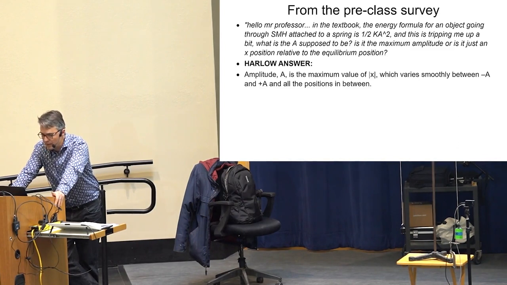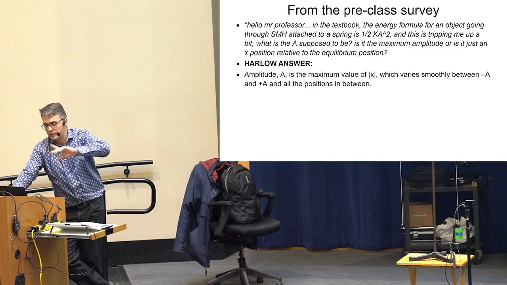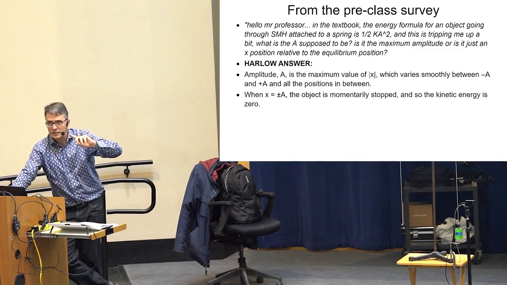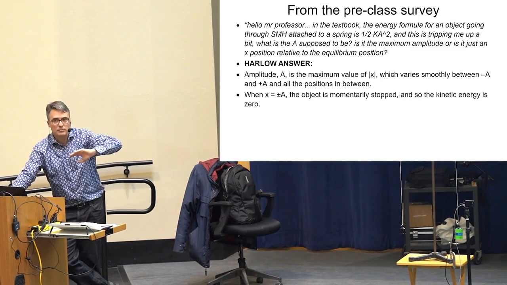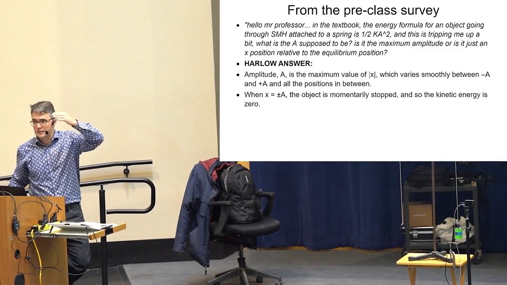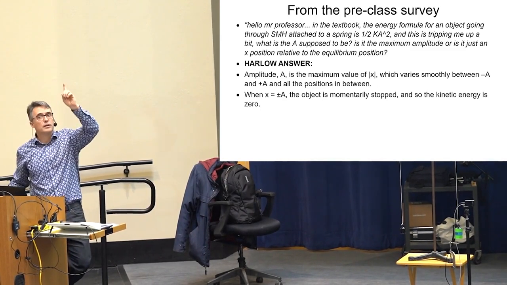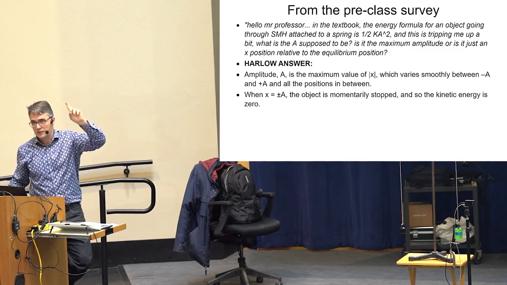So it's the maximum value of x, because x is varying smoothly between plus A and minus A, right? But the issue here is that when x is at its maximum position, that's when it stops momentarily. It's the turning point, right? It was going to greater and greater x, and then it comes back again. So when it does that, it turns around, it has to have v equals 0.